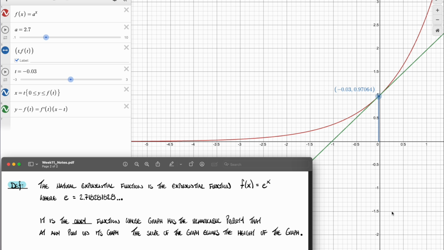This idea of its slope equaling its height turns out to be very nice when working with exponential functions in a calculus setting. So now you've seen it. Just know that this is the natural exponential function and that e is approximately this number right here. That's it.